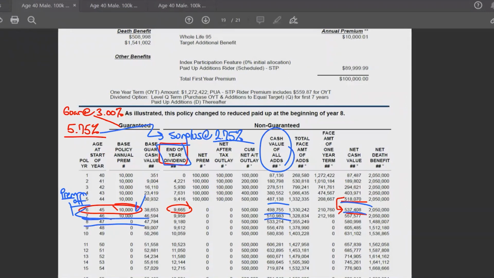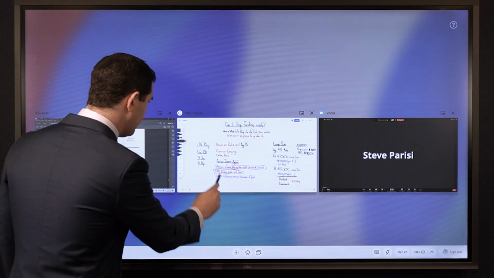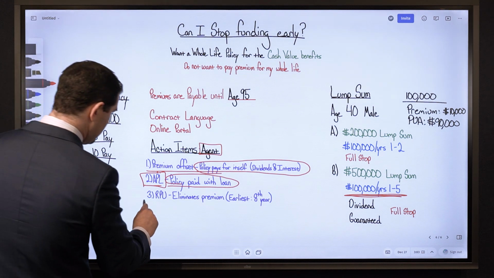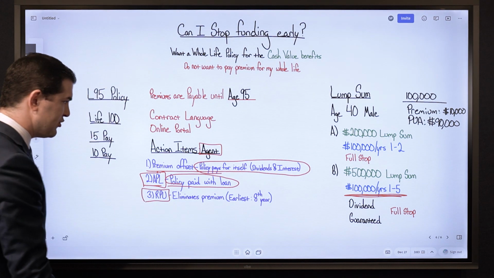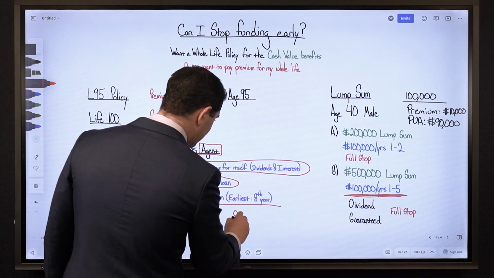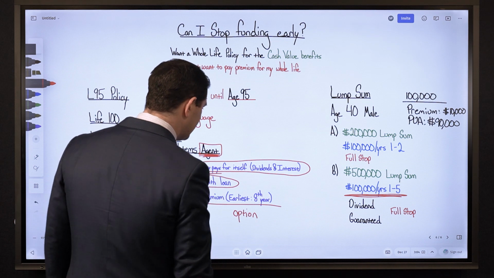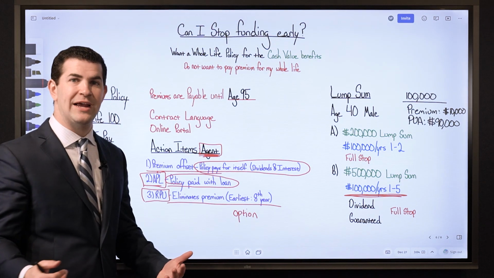Look after year 8. What happens to the premium? It's gone. This is a whole life 95 product. What we did here is step 3. Now, what I mean when I say step 3, going back to this, RPU, which represents reduced paid up. We are eliminating the premium altogether. This is another option that we need to elect. The agent does, and then the policy owner needs to sign off on it.